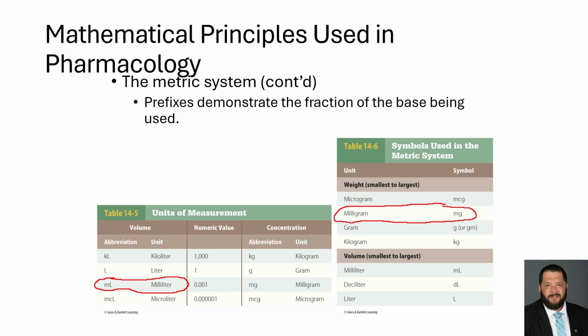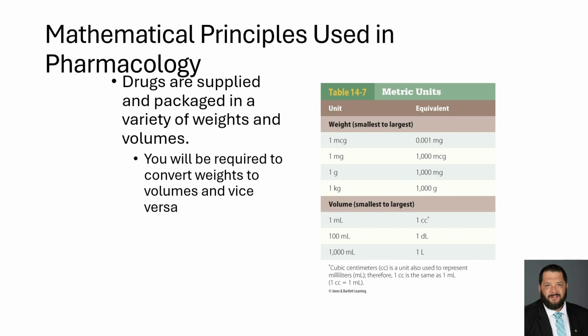You're going to need to commit to memory the ratios of liter to milliliter, grams, micrograms, and kilograms. A kilogram is 1,000 grams. Drugs are packaged in a variety of weights and volumes, and you need to be able to work interchangeably between these because your ordered dose may not be in the same dose that your medication is packaged in.